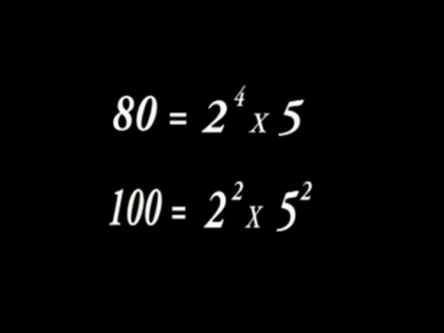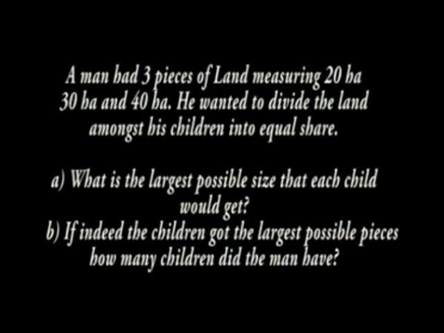Let's look at one real-life situation that would lead a student to determine one of these concepts. A man had 3 pieces of land measuring 20, 30, and 40 hectares. He wanted to divide the land amongst his children into equal shares. What is the largest possible size that each child would get? If indeed the children got the largest possible pieces, how many children did the man have?